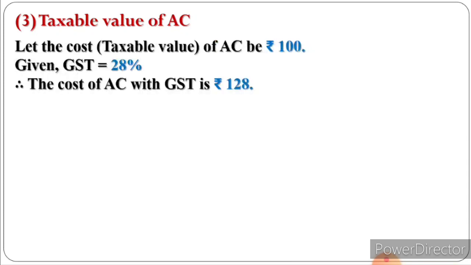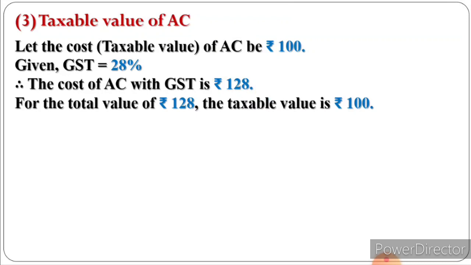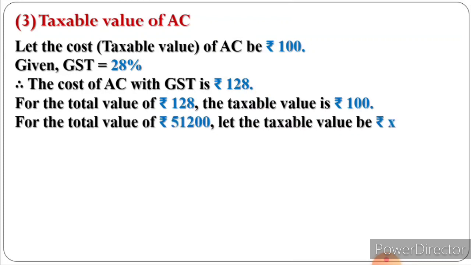The cost of AC with GST will become 128 because 28% of 100 is 28 rupees. So 100 plus 28 is 128 rupees. So these are the conditions which we have assumed. Now we will relate this to the question. For the total value of rupees 128, the taxable value is 100. So for the total value of rupees 51,200, the taxable value will be rupees X.